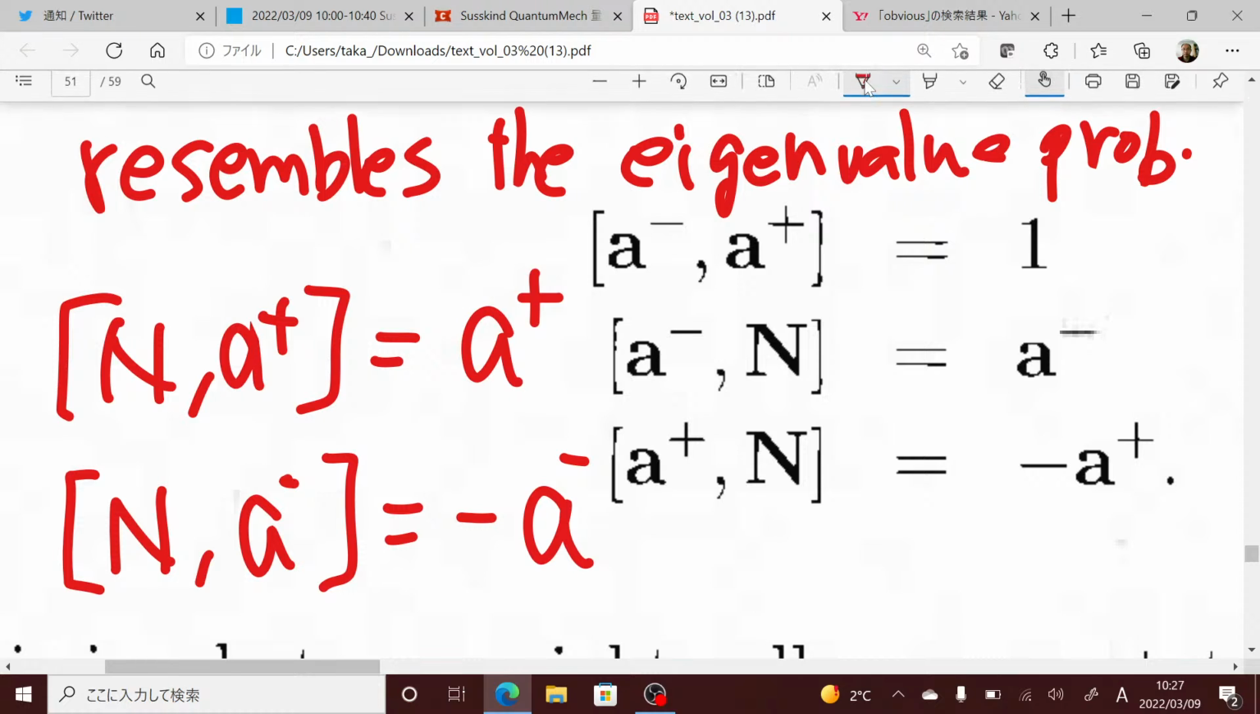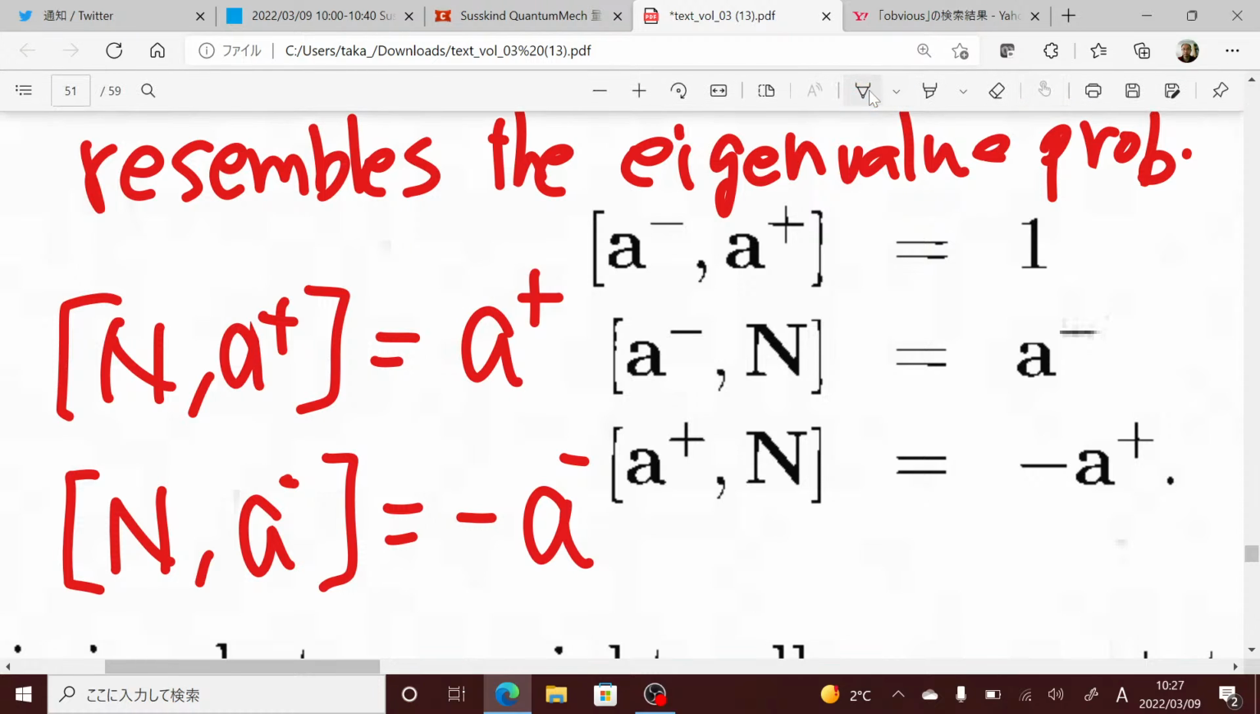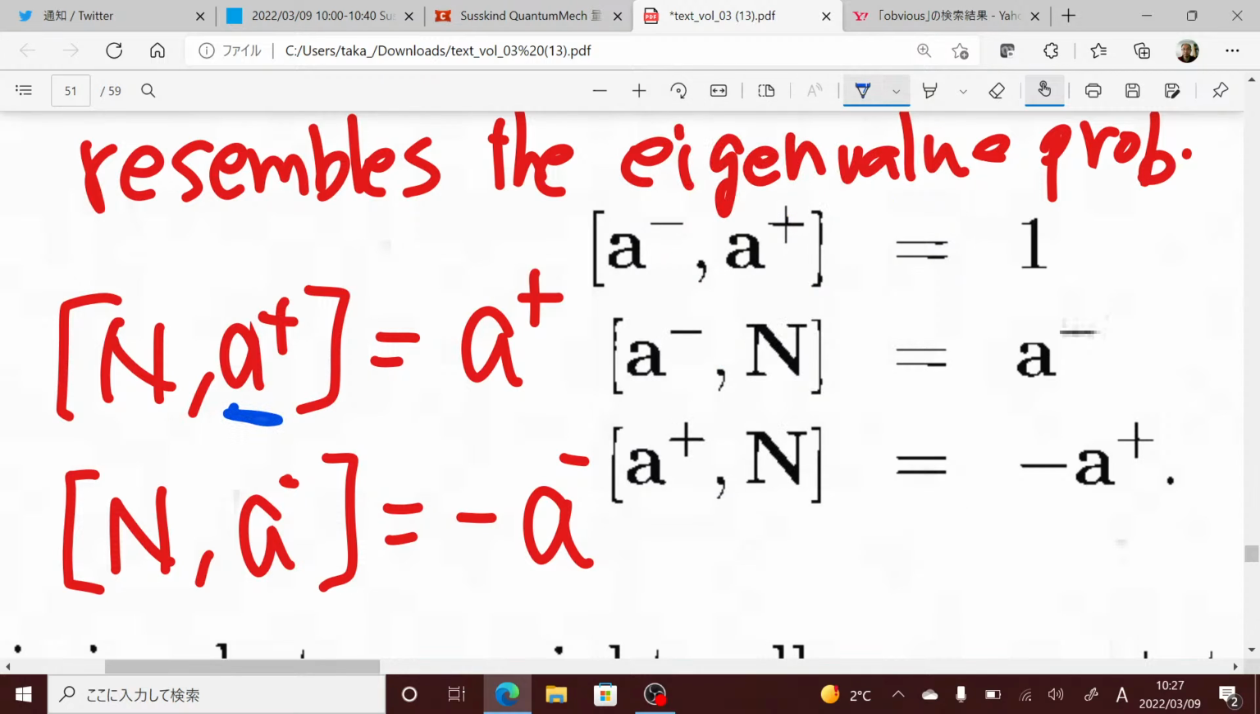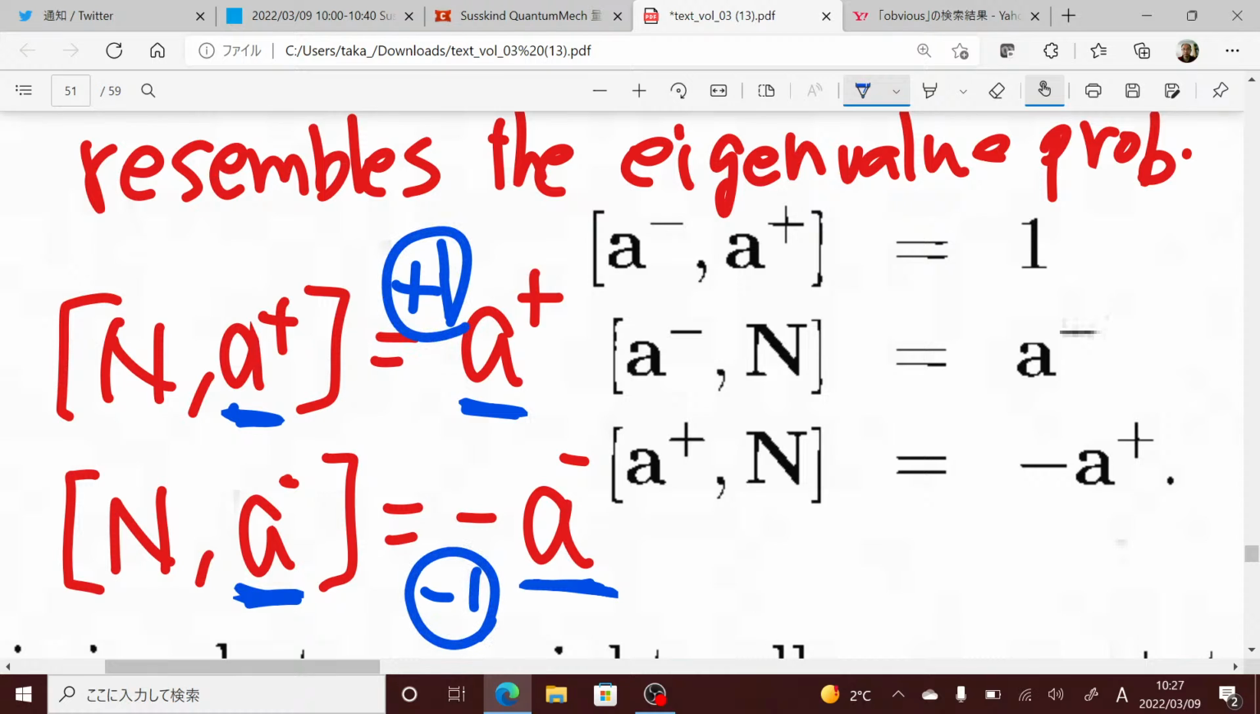Because, you can see here, for a plus the eigenvalue is plus 1, and for a minus the eigenvalue is minus 1. So this resembles an eigenvalue problem.